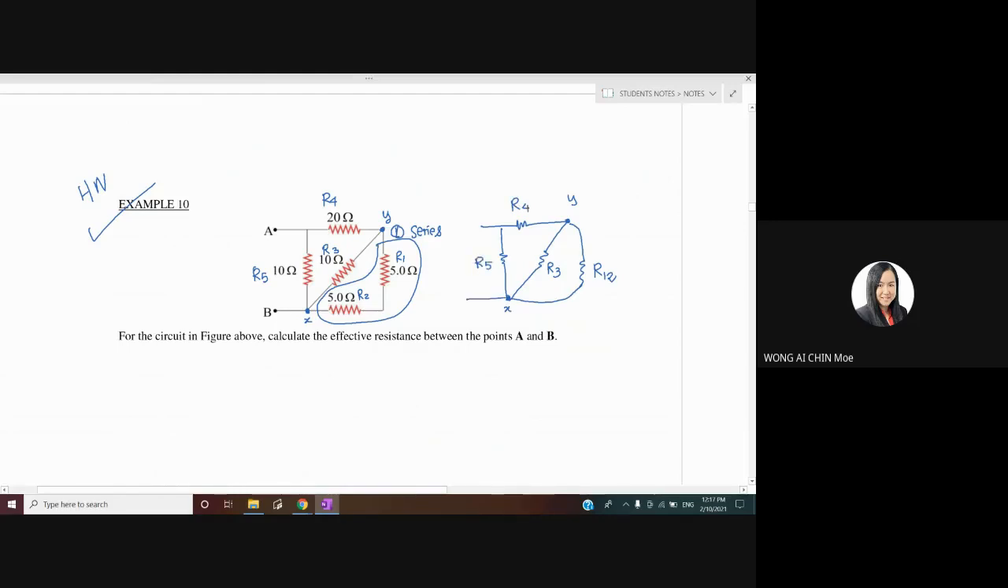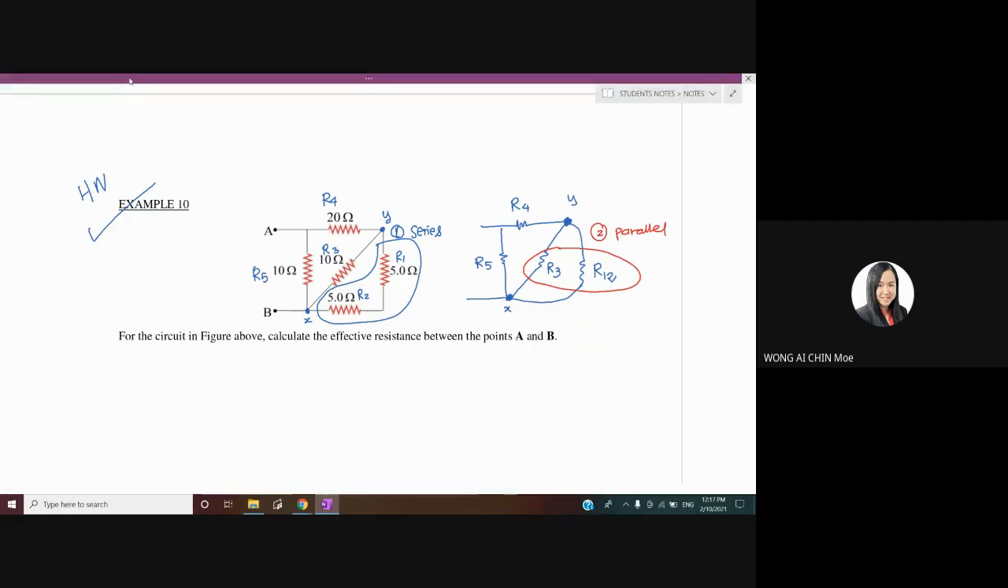R4, and also R5. R12 and R3, because they are on different wires, you see there's a junction here. So are R3 and R12 in series or parallel? They are from different junctions, not the same wire, and there is no junction between them. So R12 and R3, step 2, are in parallel. So this is step 2. After you simplify, you will get this one.